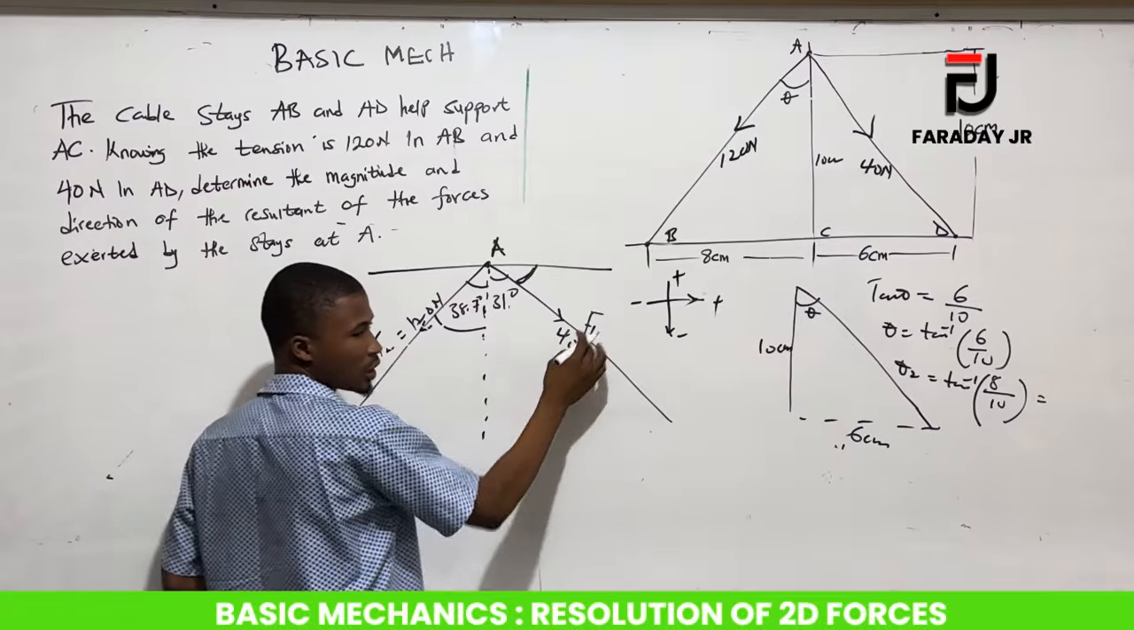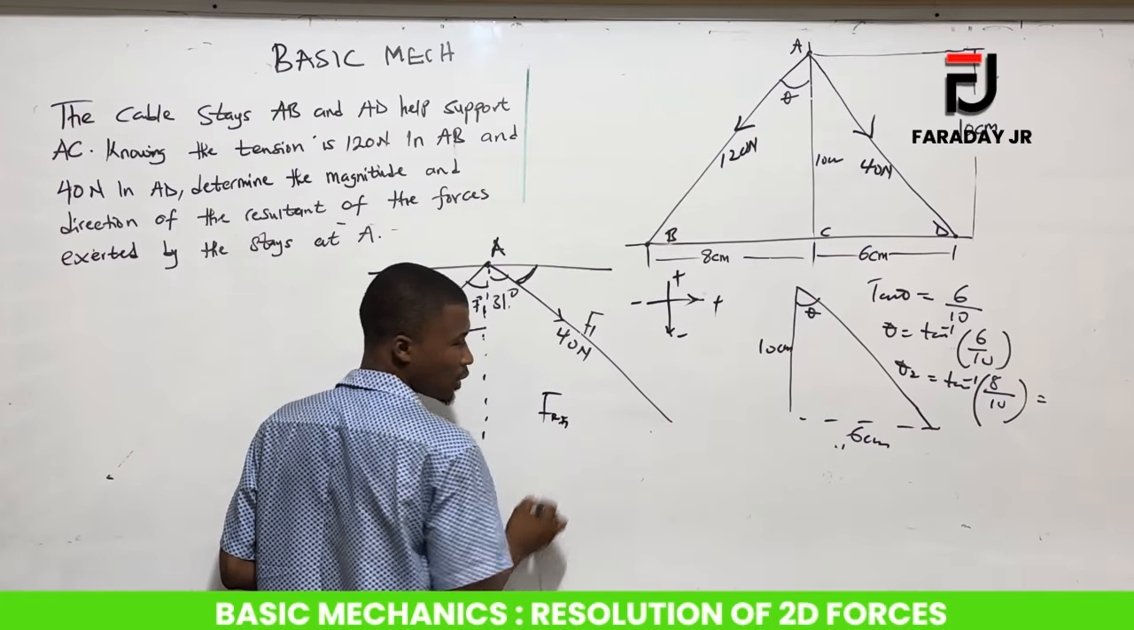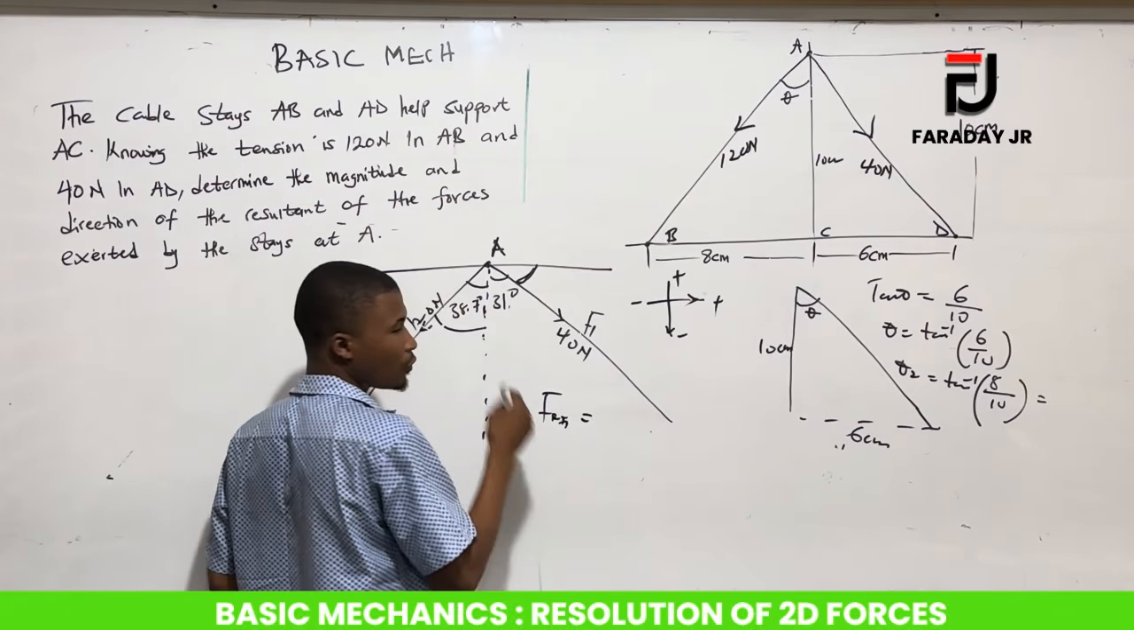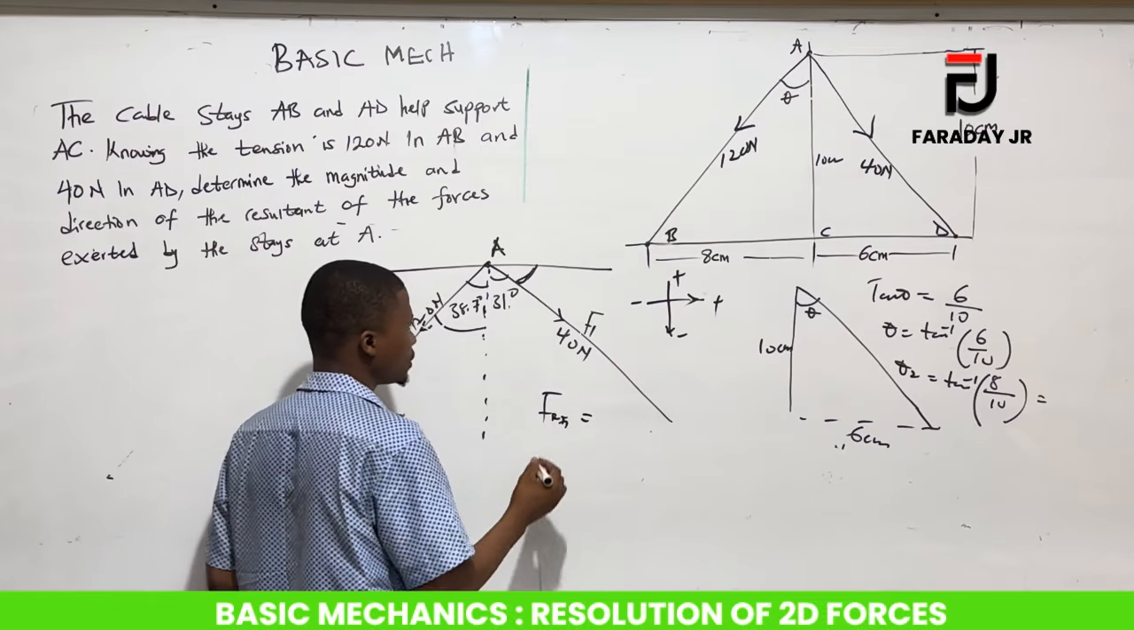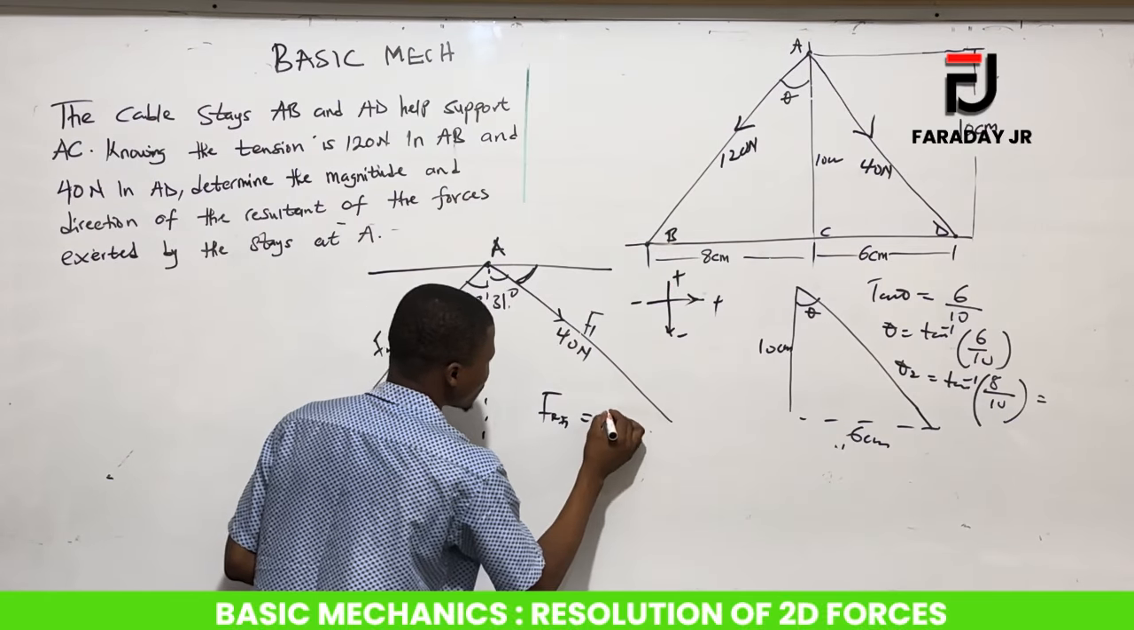So we have F1. We are looking at the resultant of F1, so F1 falling in the X plane and falling in the Y plane. So F1 in the X plane, that will give us what?